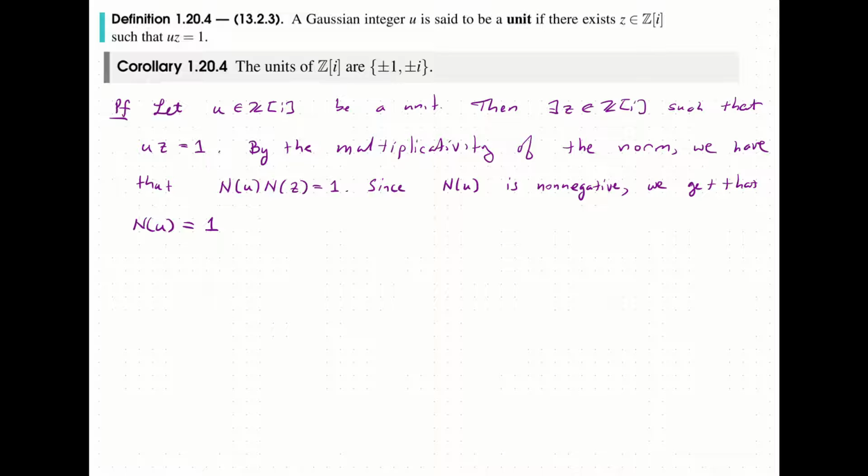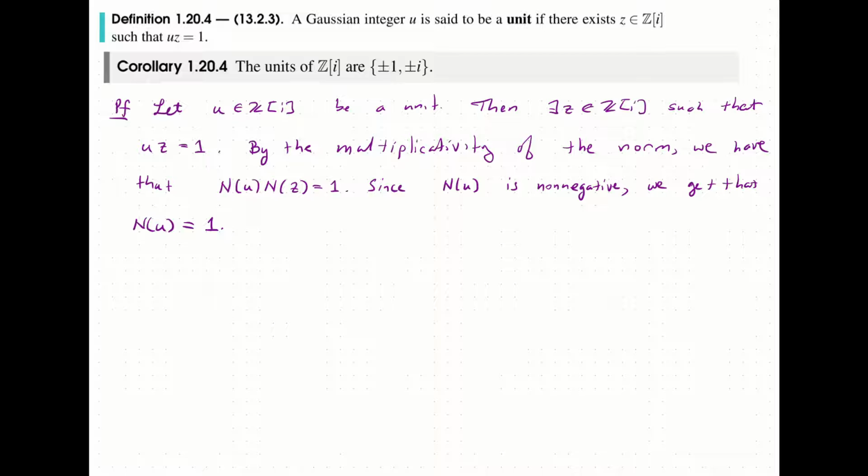Because we're looking at all the possible factors of 1, but it's non-negative, and so we know that this could either be -1 times -1, but in this case we know that negatives are not going to happen, so it has to be +1 for both of these. So the norm of u must be 1.